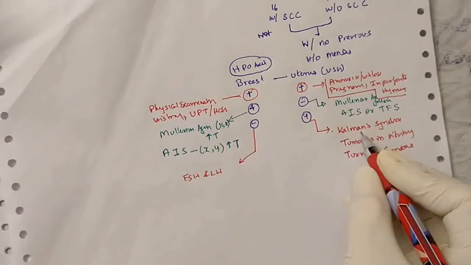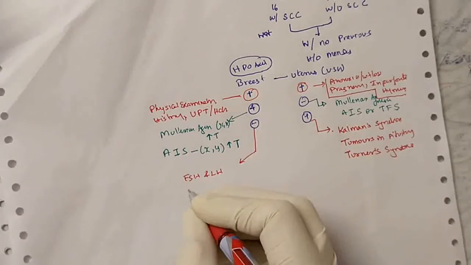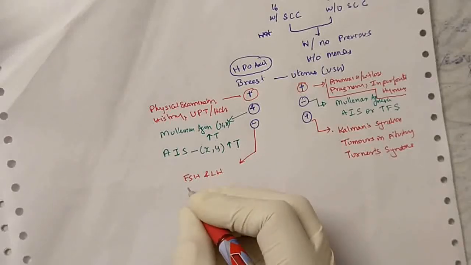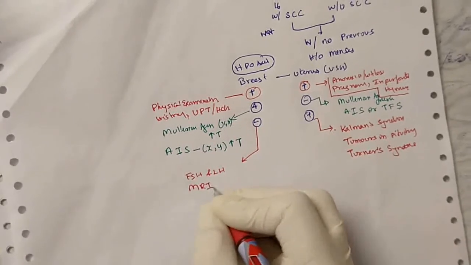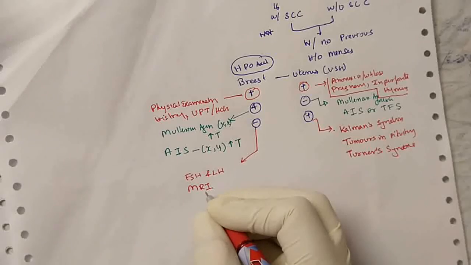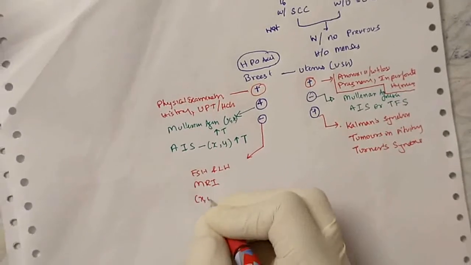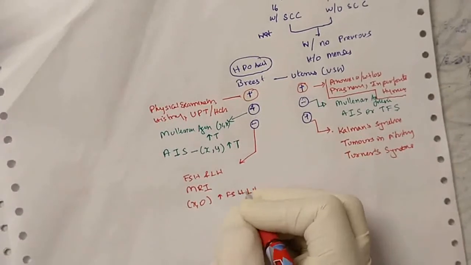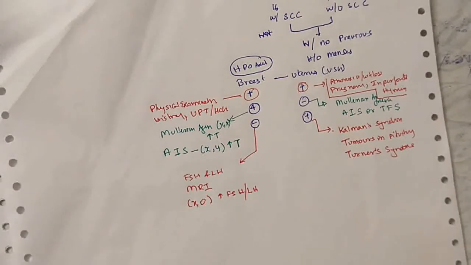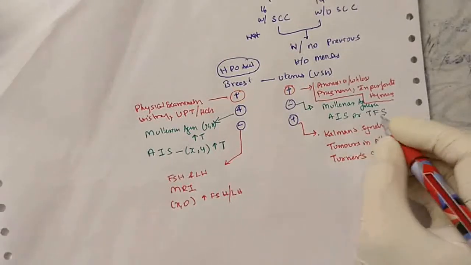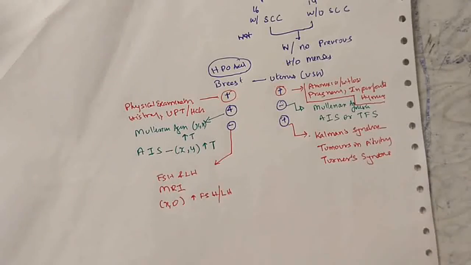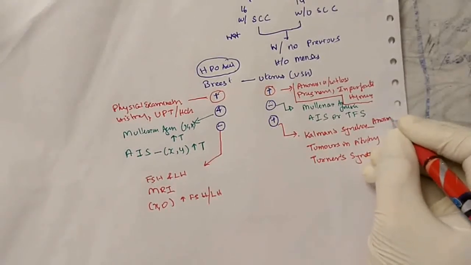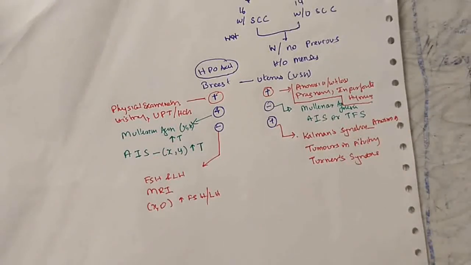And if you want to differentiate between tumor or Kallmann syndrome, then you can simply do MRI. If it's Turner syndrome, the chromosome will be XO with increase in FSH and LH. In Kallmann syndrome specifically, we see one more thing, that is anosmia. Anosmia with amenorrhea, most probably it is Kallmann syndrome.